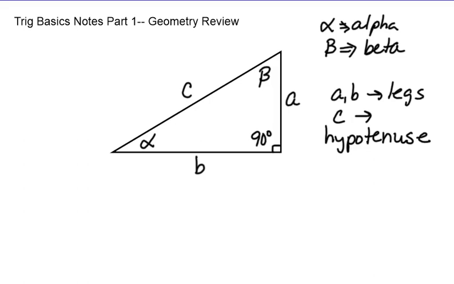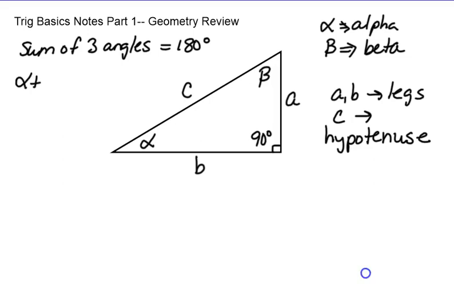Some other things you might recall about triangles is that the sum of the three angles in any triangle has to equal 180 degrees. And since one of these angles is 90, then we know that the sum of the other two, alpha plus beta, has to also equal 90 degrees, which means that alpha and beta are called complementary angles. My pen is not lined up correctly, so I'll just put an arrow here. Those are called complementary angles.